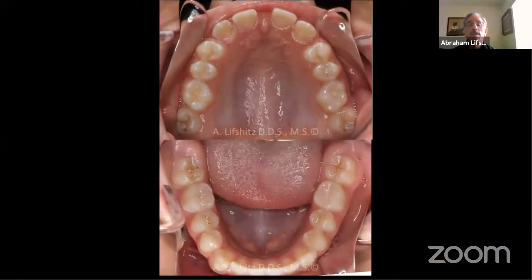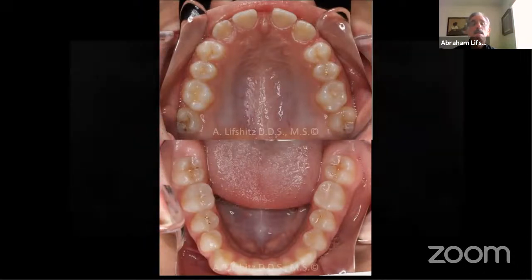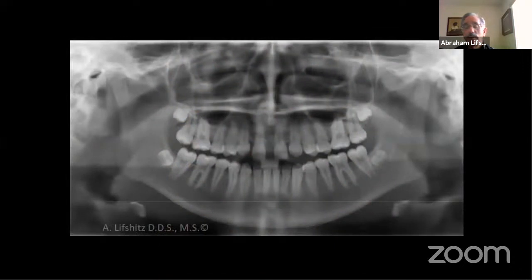On the upper arch, she has missing lateral incisors. The maxillary first molars are mesially rotated. On the lower arch, it looks really nice, no big problem. Then, upon the regular radiographic examination, we can see that there's no pathology. She has the third molars developing, and she has missing maxillary lateral incisors.